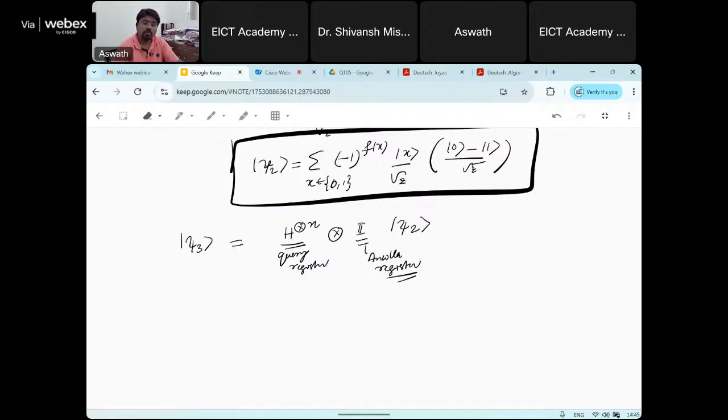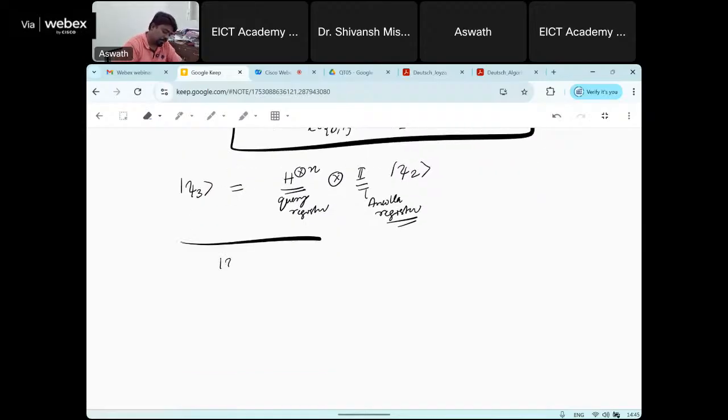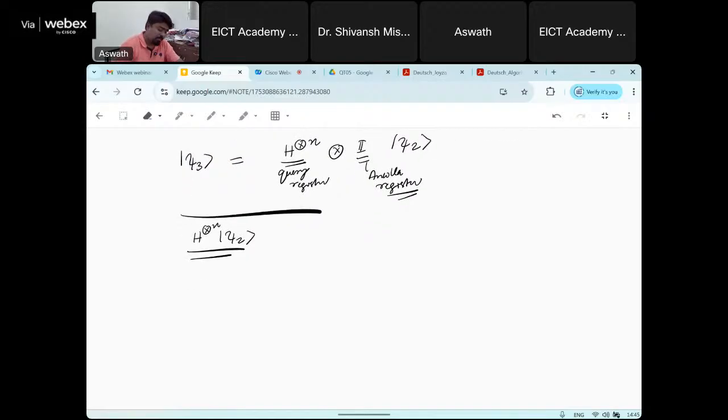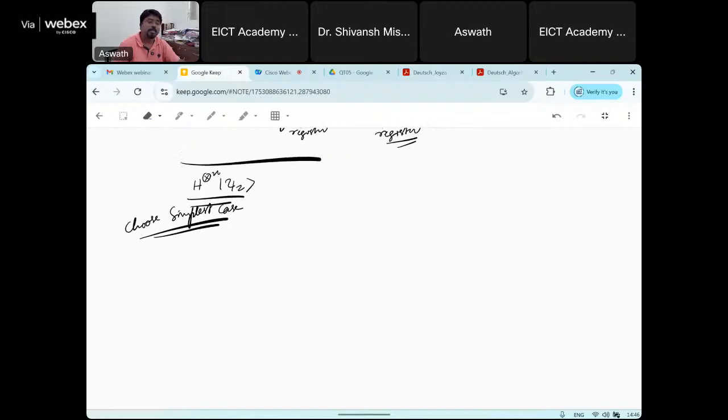So carefully take psi 2. First of all, I want to find the Hadamard action on psi 2. The best way to do that is to use simple scenarios. So what simple scenario? Let's choose the simplest case.